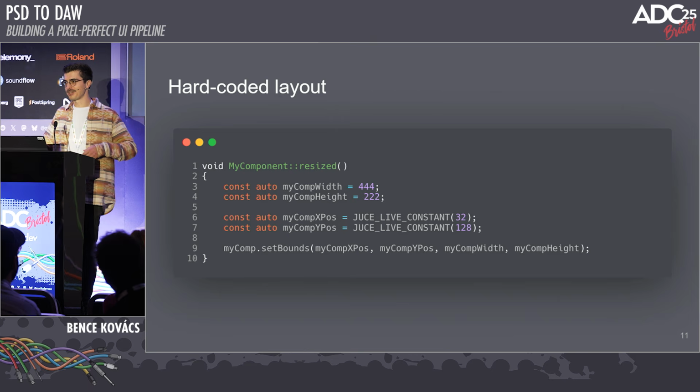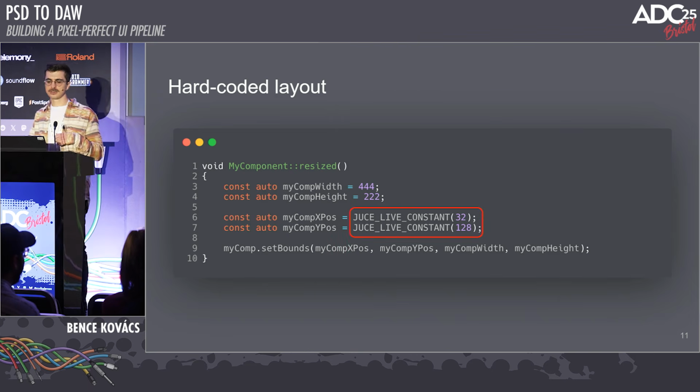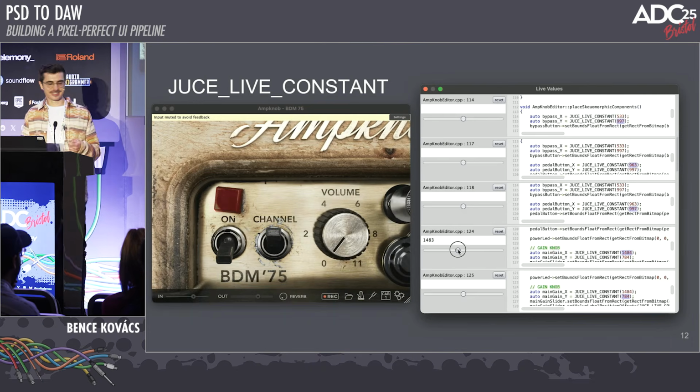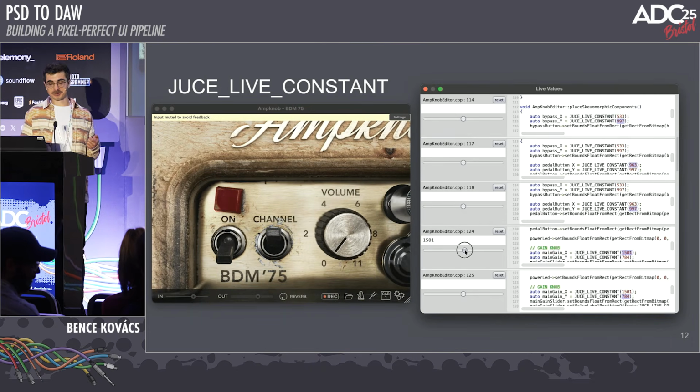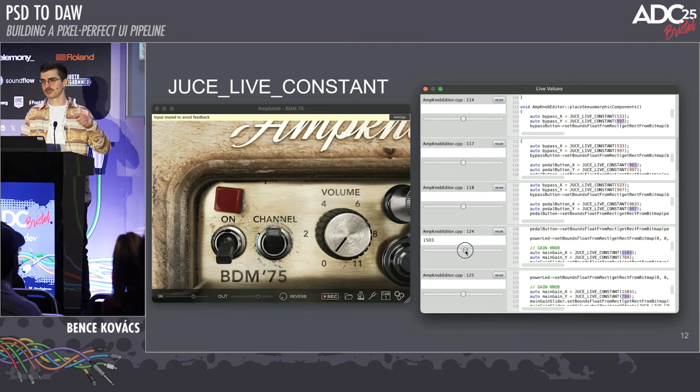I'm sure you have seen stuff like this for hard-coded positions in JUCE. What I wanted to point out is this JUCE live constant macro, if you're not familiar with it, we always found it greatly helpful. And if you build your apps with it in debug configuration, you will get that editor window where you can tweak the position of your components. It can be quite useful.